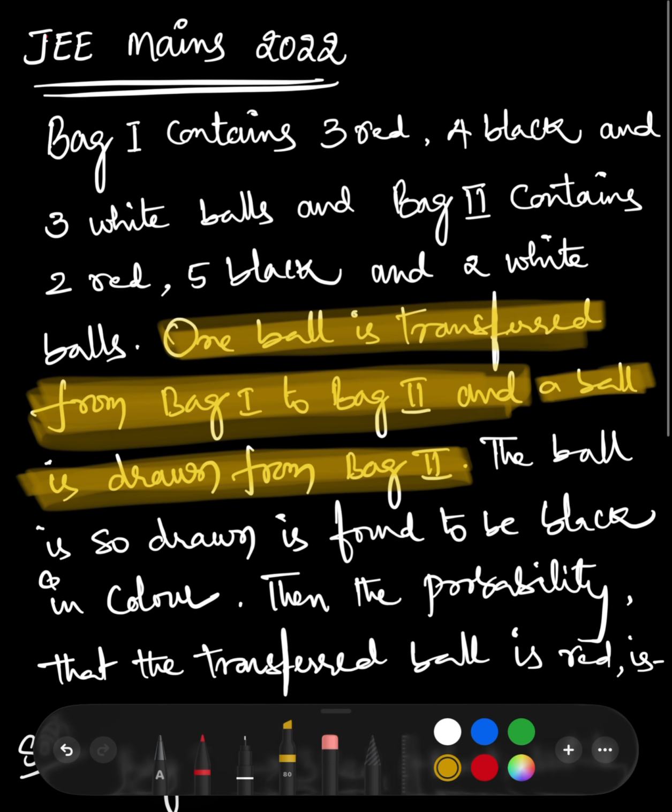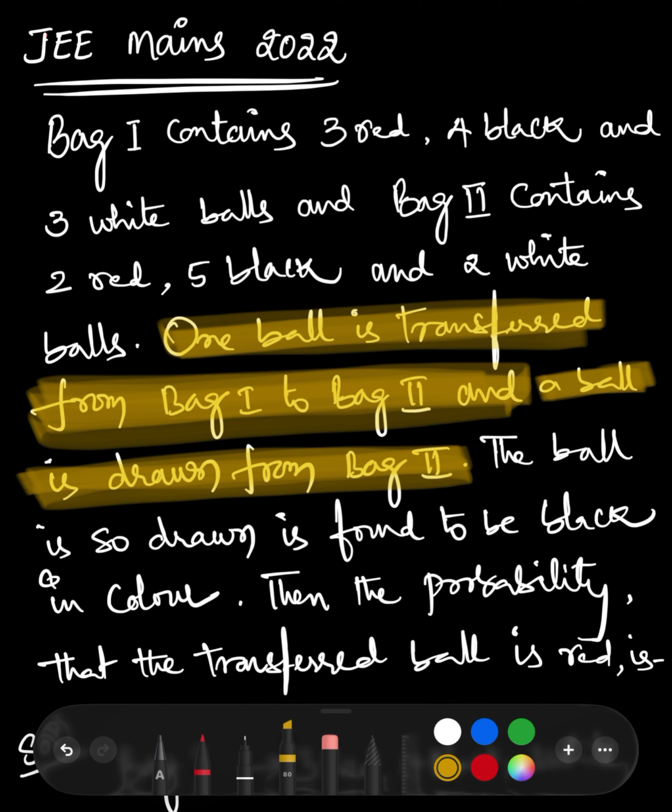So it is very clear that before transferring there will be 3 red, 4 black and 3 white balls in bag 1, means three different colors of balls, right? Bag 2 contains 2 red, 5 black and 2 white, so there will be a total of 9 balls. If we transfer one ball from bag 1 to bag 2, there will be a total of 10 balls in bag 2. That point we have to note. Right? After transferring a ball from bag 1 to bag 2, there will be 10 balls.